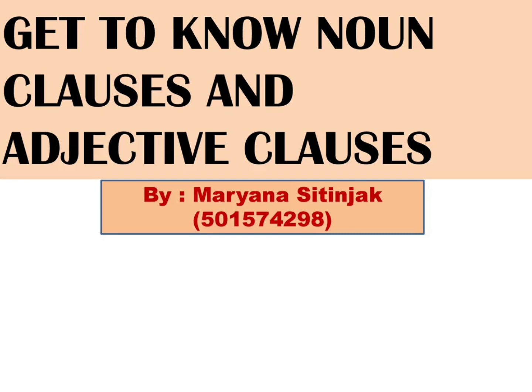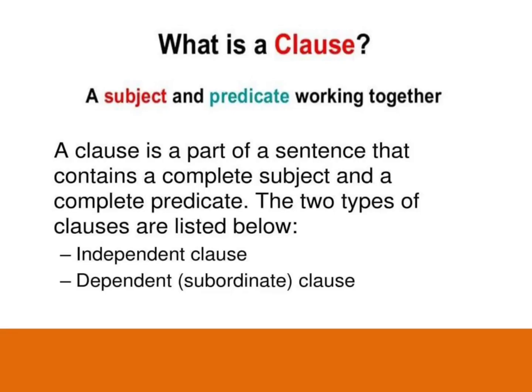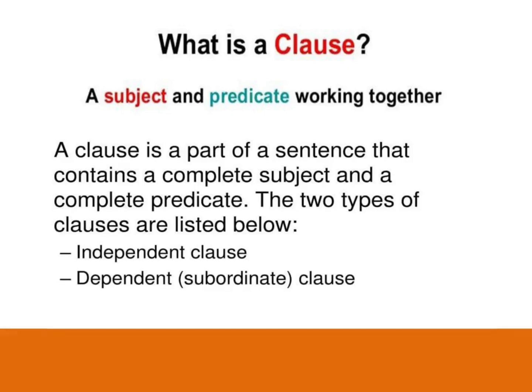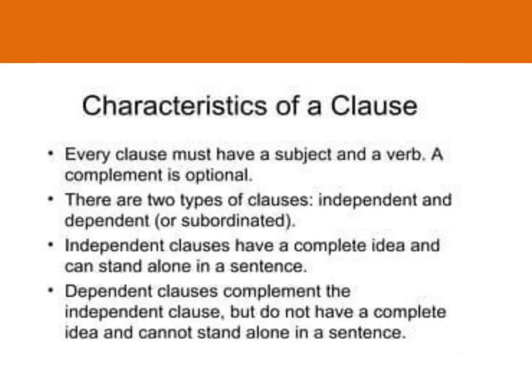So, let's start first with what a clause actually is. What is a clause? Clause is subject and predicate working together. Clause is a part of a sentence that contains a complete subject and a complete predicate. The two types of clauses are listed below. The first one is independent clause and the second one is dependent clause.